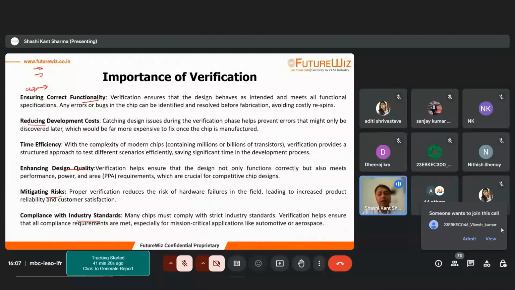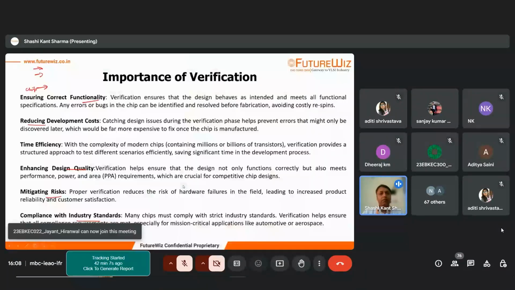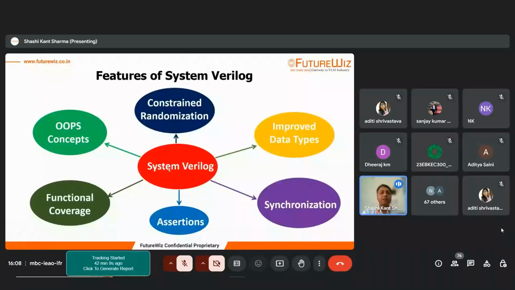Because of that, as I told you, for verification purposes SystemVerilog is the main pillar, the programming language to be used. SystemVerilog has several advanced features compared to the HDL. Just for the sake of your knowledge, I'm telling you: some HDL features were there in Verilog which were not included. SystemVerilog has the inbuilt concept of object oriented programming, which enhances our reusability.